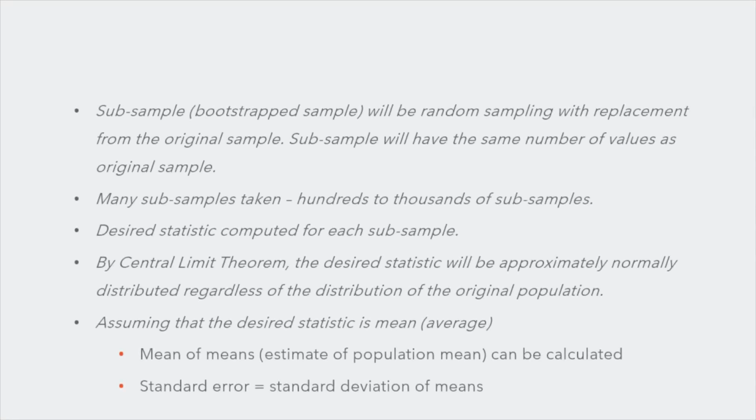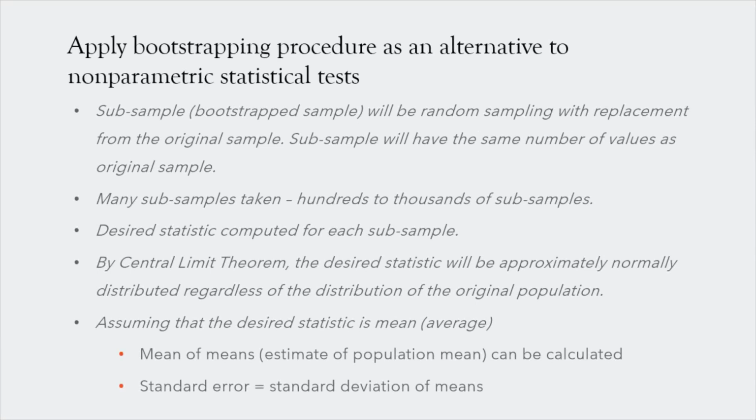Bootstrap resampling is where a subsample is generated by random sampling with replacement from the original sample. Subsamples are also known as bootstrap samples. A subsample will have the same number of values as the original sample. A statistic, such as the mean, can be calculated for each subsample. Normally, we will repeat this subsampling and statistic calculation more than 1,000 times.